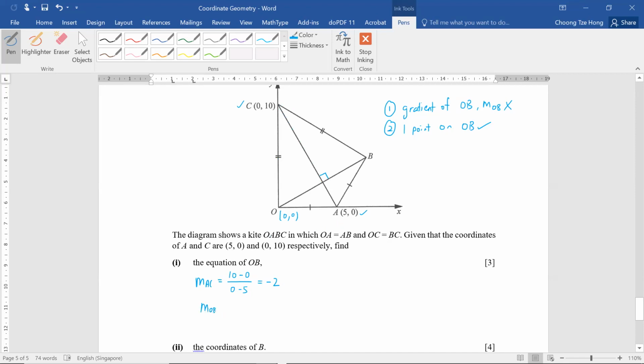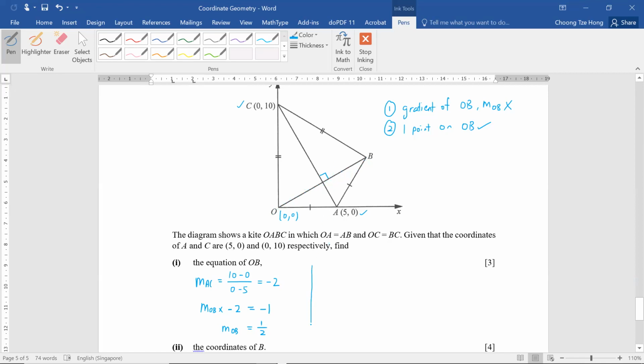Then we can find the gradient of OB already, right? So gradient of OB times gradient of AC, which is -2, will give us -1, because OB is perpendicular to AC. So this will give us gradient of OB equals to half. Indeed, we are correct. We know that we are on the right track because OB is going upwards from left to right, so the gradient should be positive.